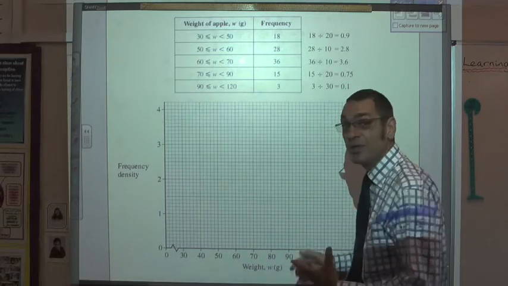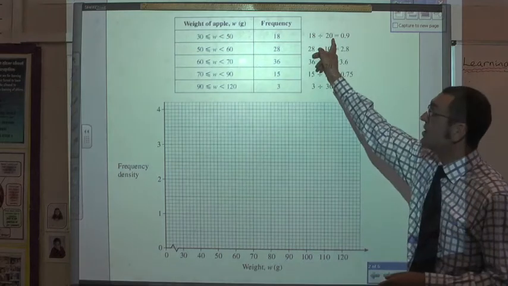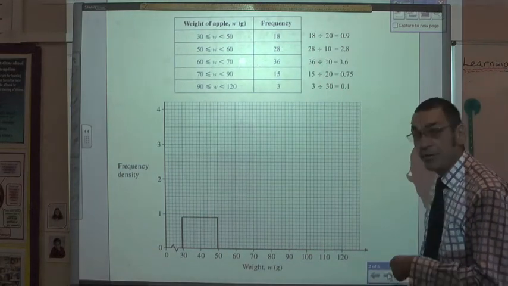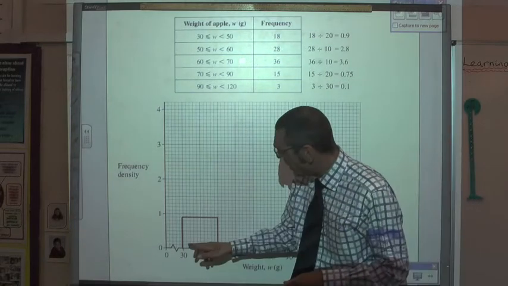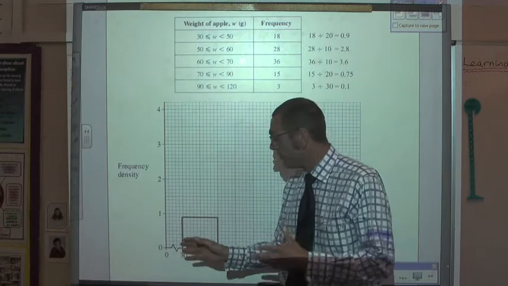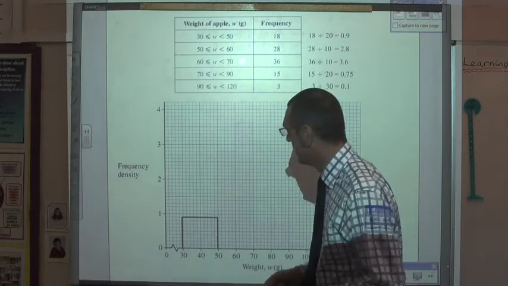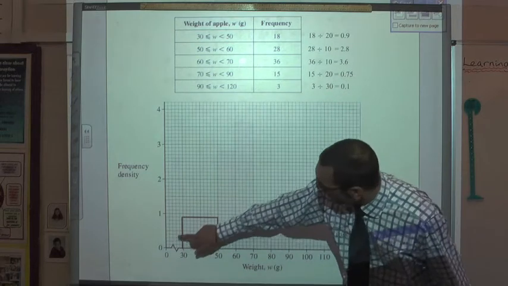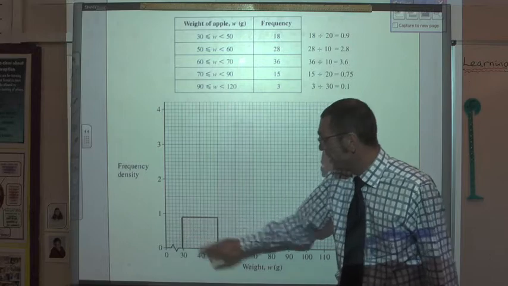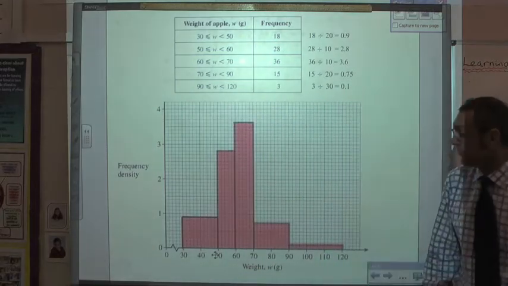Now what I have to do is put this on. So I'm going to put my first bar between 30 and 50 with a height of 0.9 frequency density. So there's a little bar there. In your actual exam you're given half a square of room for error, margin of error, so we need to get this done accurately, sharp pencils, etc. So I've come up to 0.9, there are 10 squares between 0 and 1, so each square is 0.1, come up 9, and the class width is 20 there, as it is in my example there.